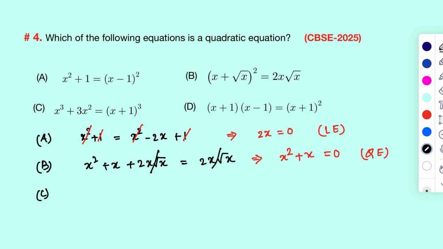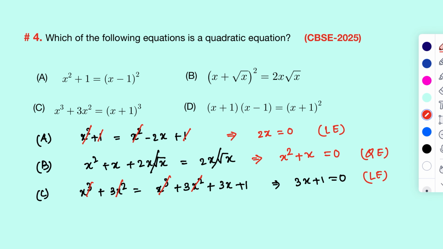And for the third one, just simplify it. x cube plus 3x square will be equal to x cube plus 3x square plus 3x plus 1, by the expansion of (a plus b) whole cube, that is a cube plus b cube plus 3a square b plus 3ab square. So x cube and 3x square will be cancelled out, and we will get 3x plus 1 equal to 0. This is a linear equation also.